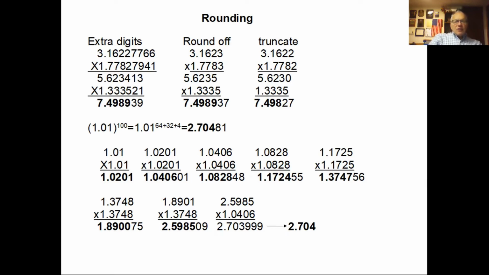Okay, so next we look at what happens if we do lots and lots of multiplications to see about this round off, moving up to the next largest number if the trailing digit is 5 or greater. And what we're doing, we're trying to raise 1.01 to the 100th power. And we know from using a calculator or other methods what the answer is, and we'd like to see if we get the answer to 4 places using no more than 4 digits.